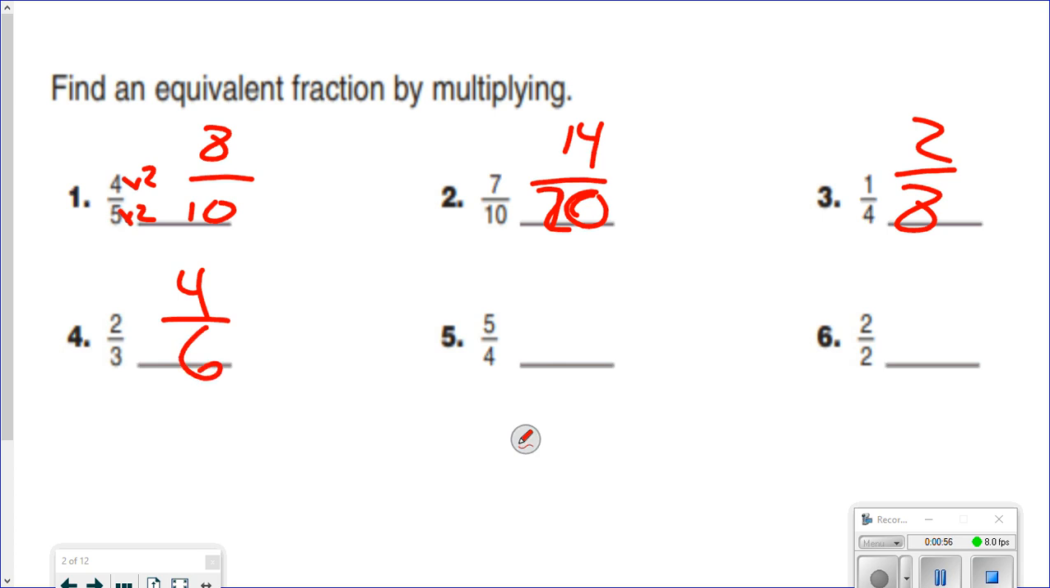The next one is 5/4. 5 times 2 is 10. 4 times 2 is 8. Last one, 2/2. 2 times 2 is 4. 2 times 2 is 4. Your answer is 4/4. Do you see how simple, so easy?